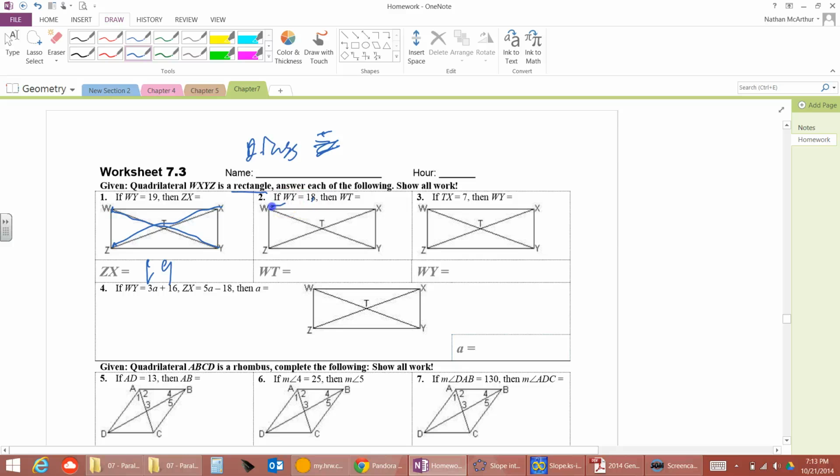Now here, if I have WY is 18, again, that's a diagonal. But it doesn't ask you for the other diagonal. It asks you for WT, which is half of the diagonal. So if it's 18, and I'm looking for half of that, it's going to be 9. TX, interesting. TX is 7.